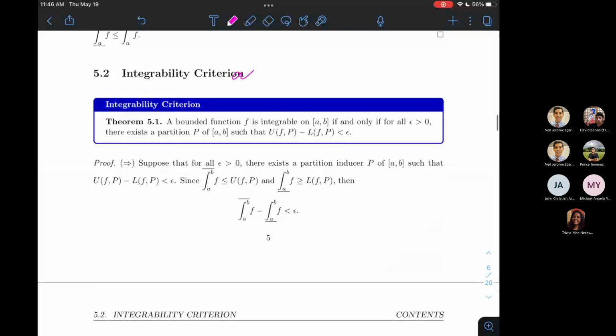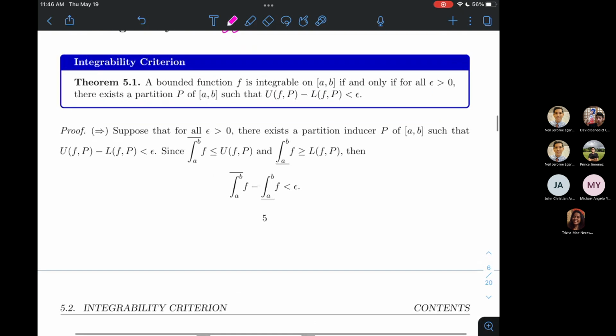Okay, so let's start with Theorem 5.1, which is what we call the Integrability Criterion. So let's see what the conditions here are. So we need to assume that f is a bounded function sa closed interval AB. Then we say that f is integrable, or f is Riemann integrable, if and only if sa kahit anong epsilon greater than 0, there exists a partition P of AB such that the upper Riemann sum and the lower Riemann sum of f with respect to that partition inducer are arbitrarily close to each other.